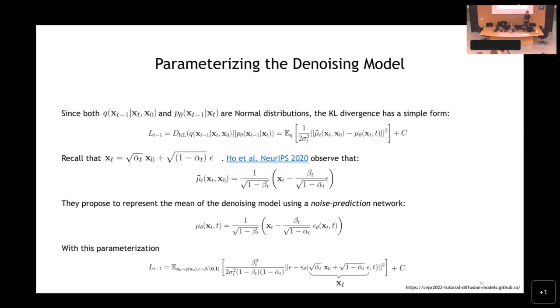But for optimization purposes, we usually use this one because it puts everything on the same scale. If you're predicting the noise, it's kind of like predicting the residual in a ResNet in a sort of way.